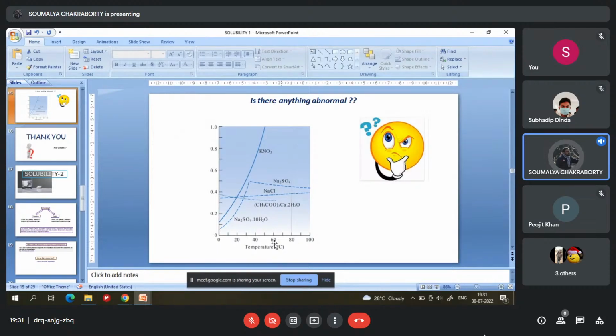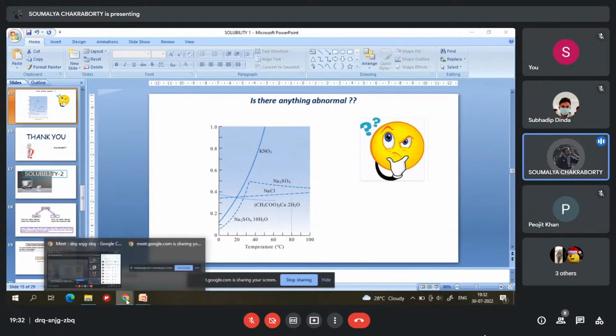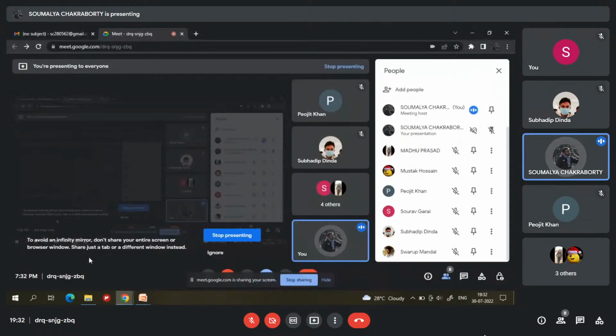See, potassium nitrate, if we increase the temperature, we are observing an enhancement in solubility. NaCl, similar scenario is there. We can see here sodium sulfate decahydrate. After a particular temperature, it is forming anhydrous sodium sulfate, and that anhydrous sodium sulfate, if we increase the temperature, we are watching a reduction in solubility. So this is a reverse trend. This is an exception. Any one of you having any idea why this kind of phenomena is happening, where we are increasing the temperature and we are observing a reduction in solubility?